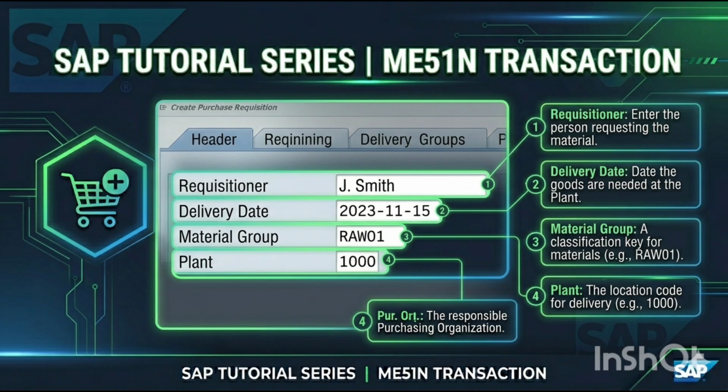SAP automatically copies many of these values to the line items, saving your time. However, you can override them at item level if needed. So, always ensure that the delivery date is realistic considering the lead times. Incorrect header data is one of the most common reasons for PR rejection during approval. So, take your time and review all the header fields before proceeding to items, because once you put it wrong, then you will also get a rejection.